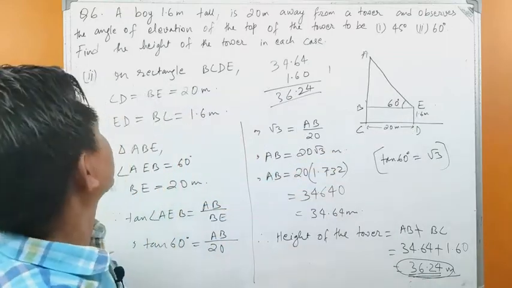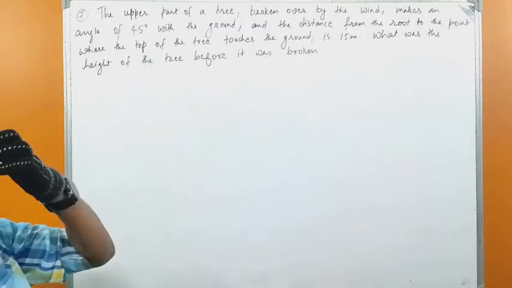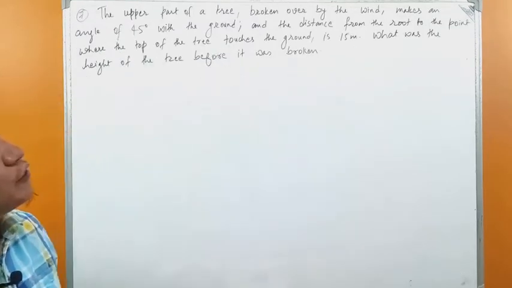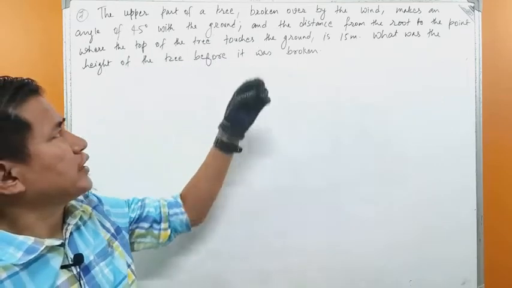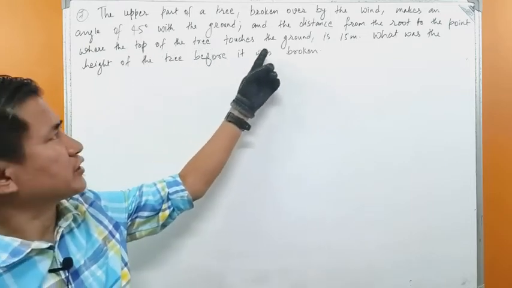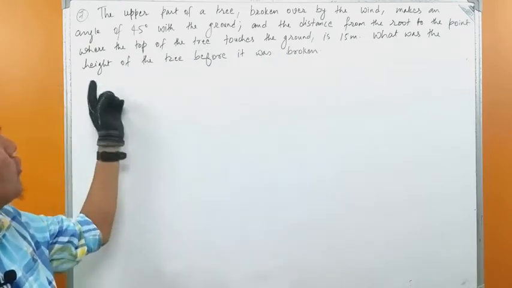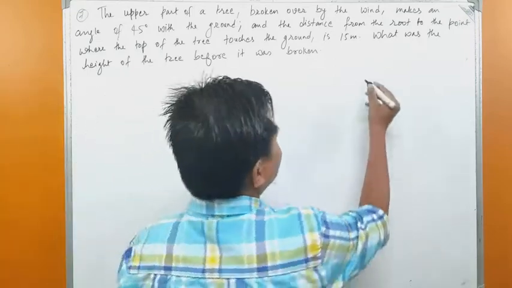Now let us do the next question, question number 7. The upper part of a tree broken over by the wind makes an angle of 45 degrees with the ground, and the distance from the root to the point where the top of the tree touches the ground is 15 meters. What was the height of the tree before it was broken? Okay, now let us do this question.